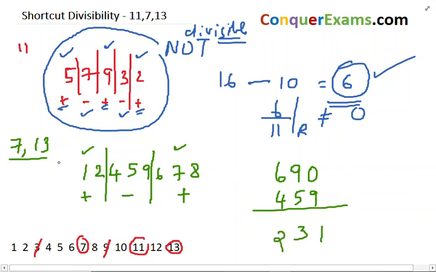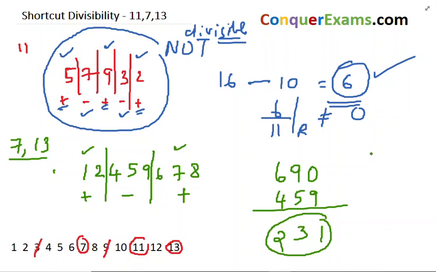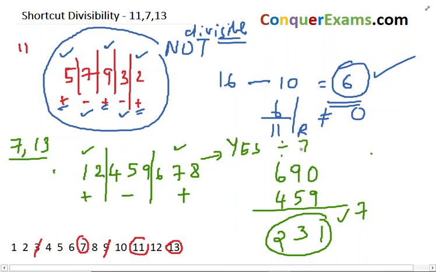So if this number has to be divisible by 7 or 13, 231 has to be divisible by 7 or 13. Now is 231 divisible by 7? That's something you can do in your mind. 231 by 7: you take the first two digits, 23, that goes 3 times. You are left with a remainder of 2, and then 21, which also goes 3 times. So 231 is divisible by 7. So this number is divisible by 7.